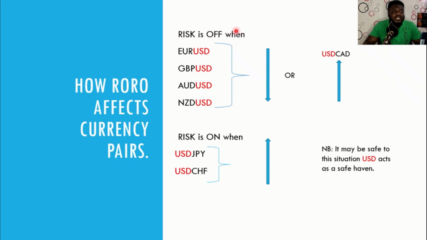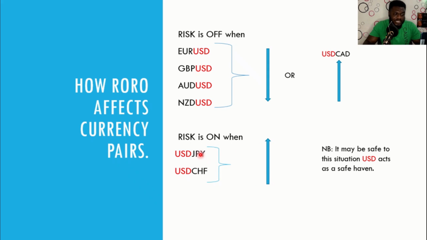Conversely, we can say that risk is off when Euro USD, GBP USD, AUD USD, and NZD USD are falling or USD CAD is rising. Risk is off over here because USD will then be acting as a safe haven and it will be stronger than these clusters of currencies over here. Also, USD will be stronger than the CAD over here, and that will be a reason for the USD CAD to rise. Risk is also on when USD JPY and USD CHF are on the rise.